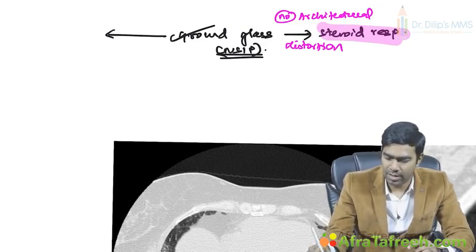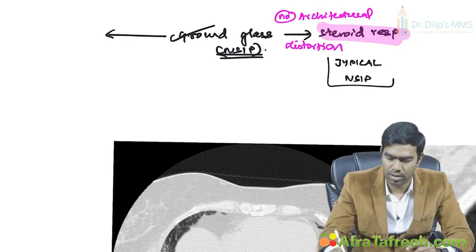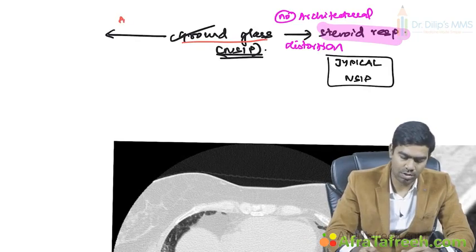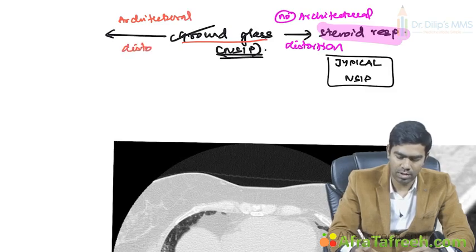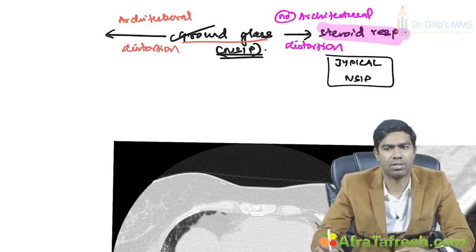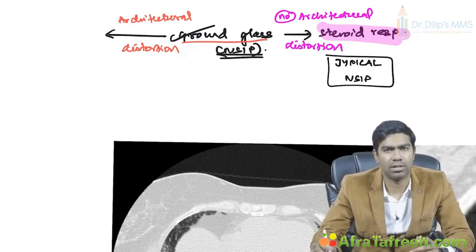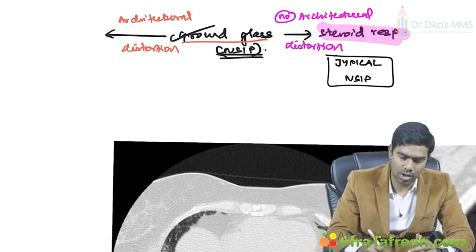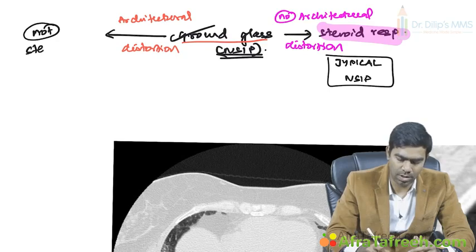So this is what you will see in a typical NSIP case. There will be no architectural distortion. It will be purely ground glass. So this is what you see in a typical non-specific interstitial pneumonia. But suppose you have a ground glass, but you have architectural distortion, that's indirectly meaning it's fibrosis. Anywhere there is fibrosis, there will be architectural distortion. Like cirrhosis, liver fibrosis, you get architectural distortion. Similarly, in lung fibrosis, you get architectural distortion. So if there is architectural distortion, you will call it not steroid responsive. They will not be responding to steroid.